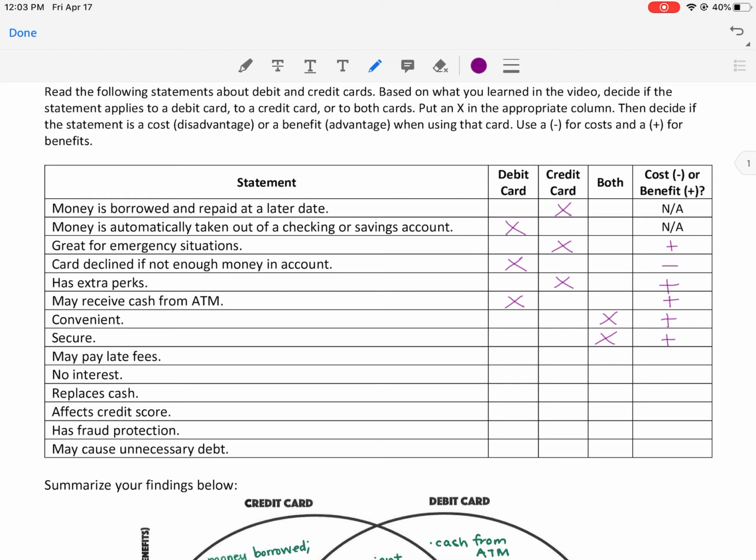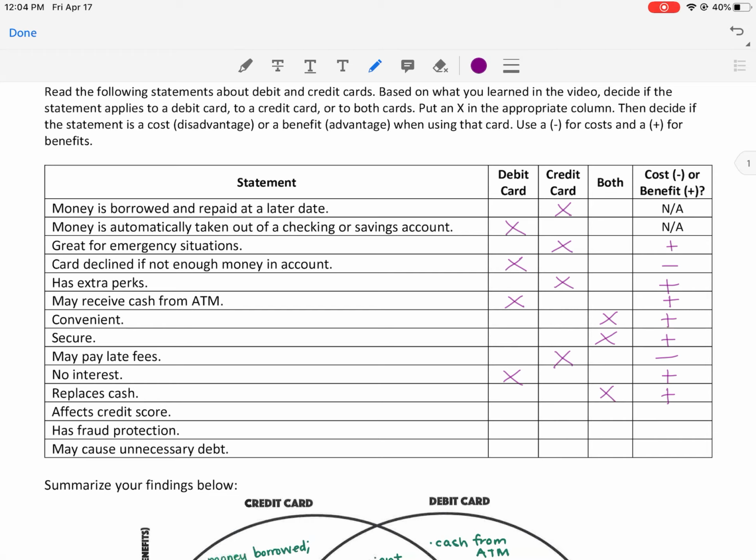You may pay late fees with a credit card if you don't make payments on time. I think anytime you pay a fee, not the best thing. You got a negative there. No interest. Debit cards do not have interest. It's only credit cards that have interest. So I'd say that's a good thing to not have interest. You're not getting charged extra. Both can replace cash. That can definitely be a good thing, right?